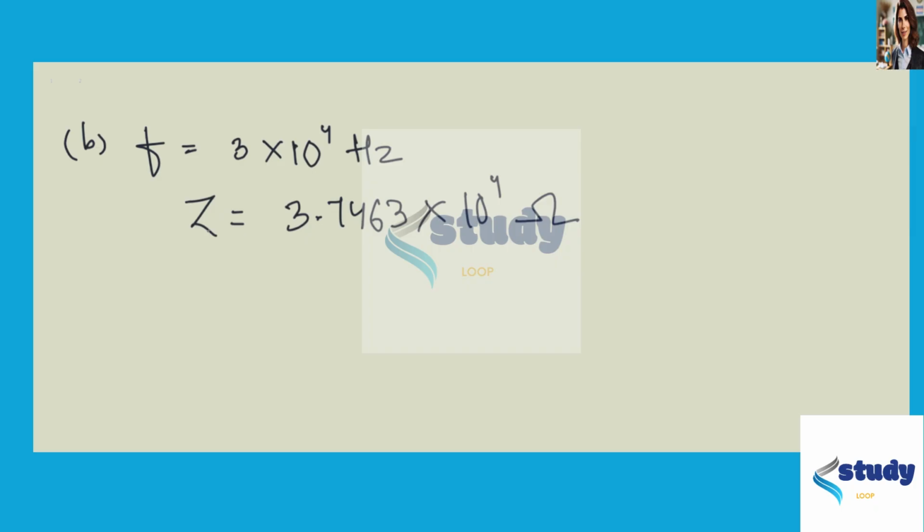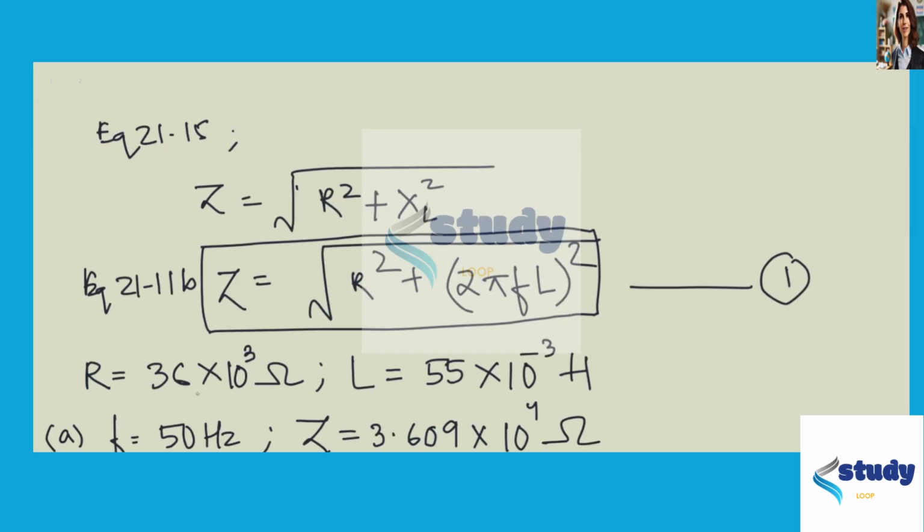So now if you compare Z with R, you'll see that it is quite large, which means that the second part of the equation has an impact on Z, has a contribution, and that is because of the high value of frequency.